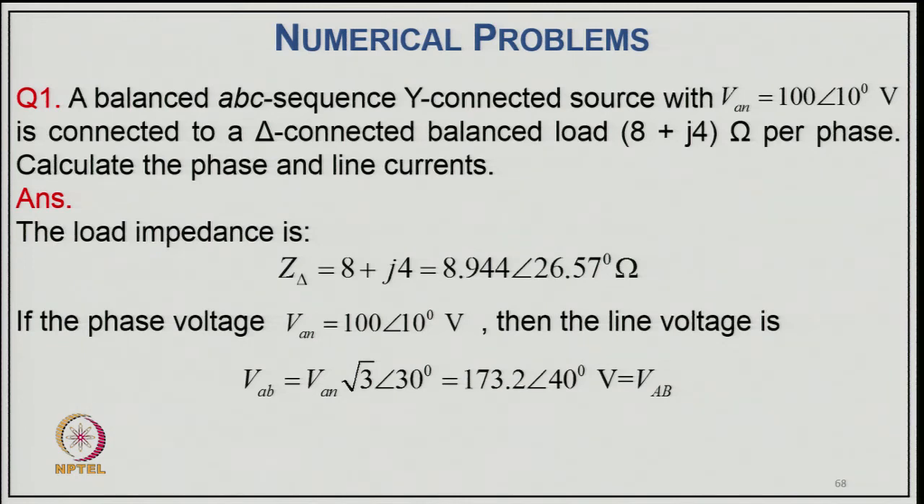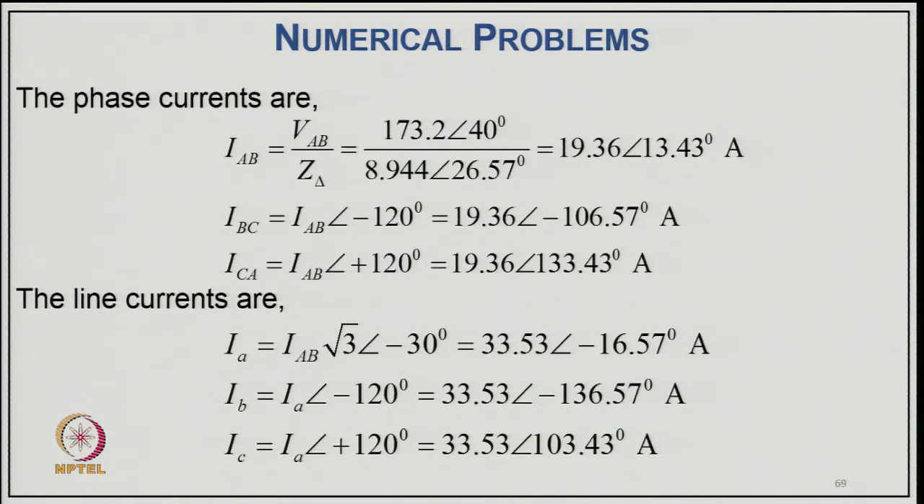Then the line voltage is V_ab equal to V_an times root 3 at the angle of 30 degrees. So, it becomes 173.2 at the angle of 40 degrees V. V equals V_ab, that is, the load voltage equals the source voltage, because there is no line impedance. Now the phase current can be written as I_ab equal to V_ab upon Z_delta, and that is 173.2 at the angle of 40 degrees divided by 8.944 at the angle of 26.57, that comes to around 19.36 at the angle of 13.43 ampere.